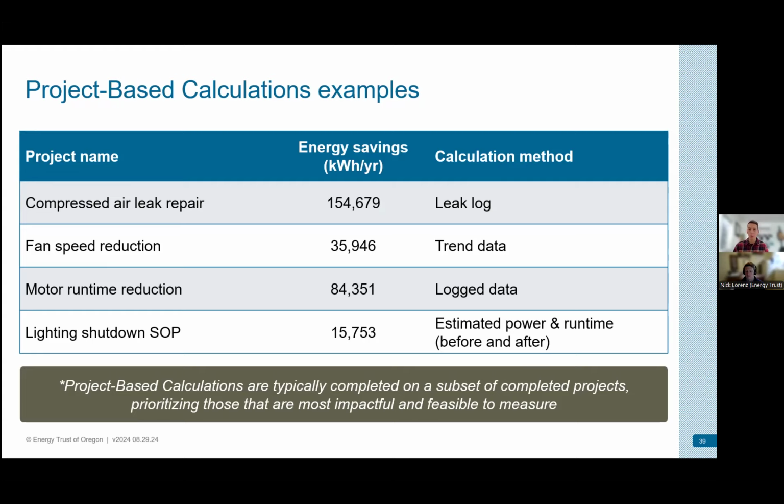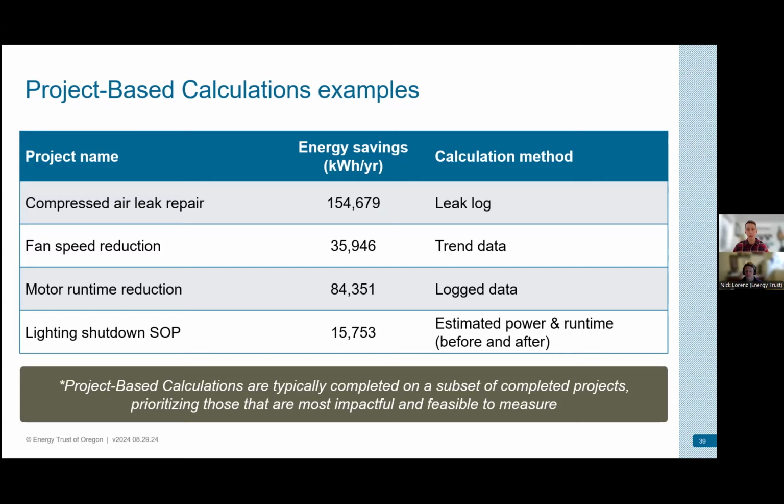Then our engineers will collect information in your compressed air system to look at how efficient it is. And they may also ask you, hey, how often is your compressed air system pressurized so we can know the annual operating hours. With that information, we can pretty easily calculate the energy savings from repairing those compressed air leaks. Our next project is a fan speed reduction. This one's a little bit smaller, at 36,000 kilowatt hours a year is the estimate here.